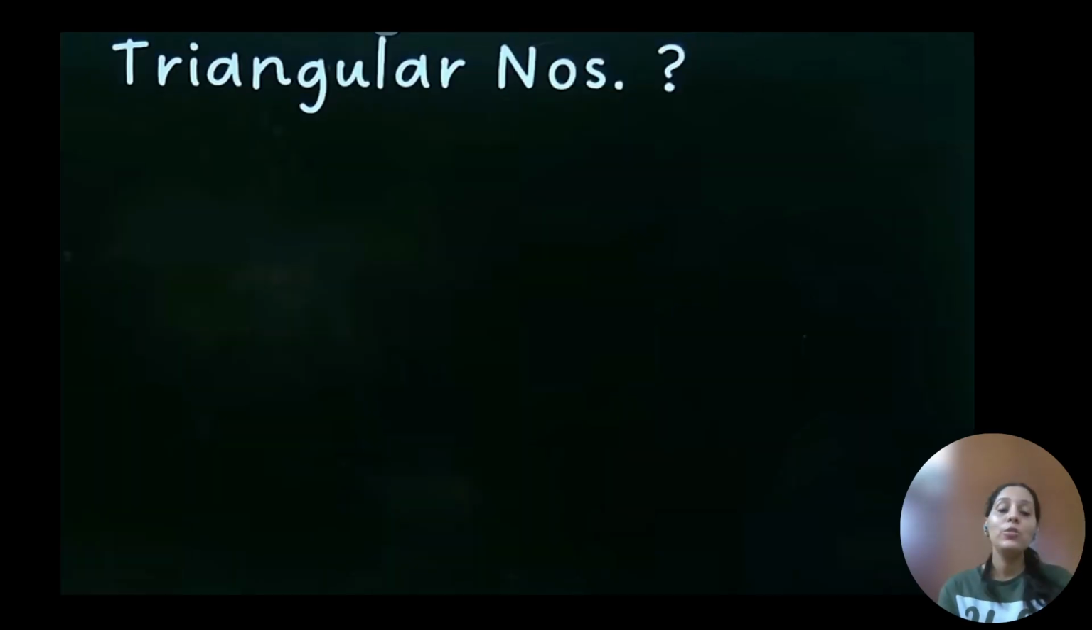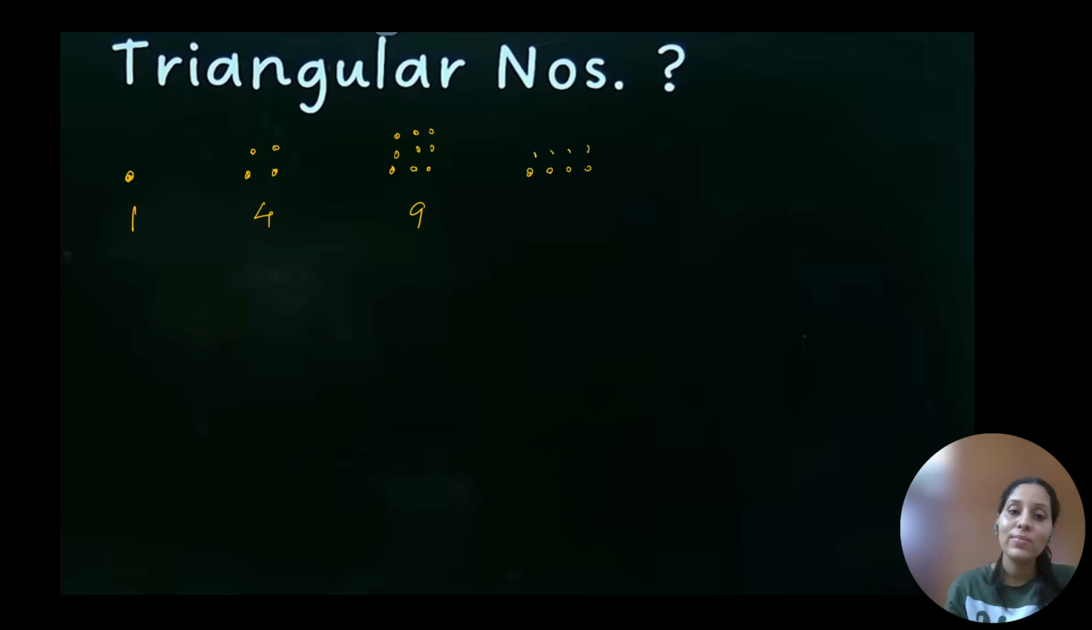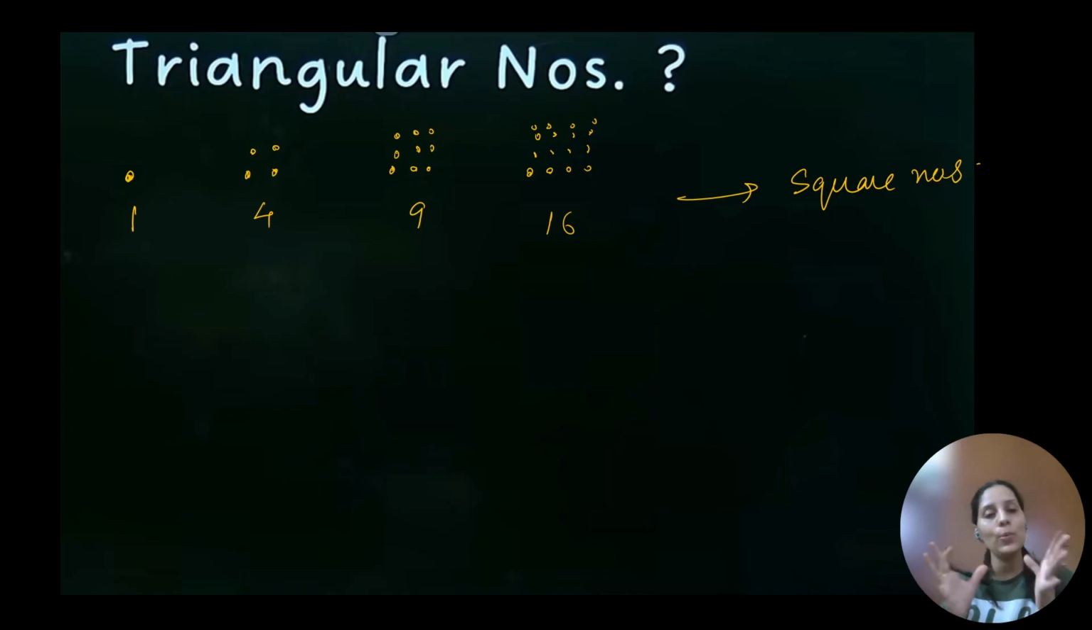All right. Now, triangular numbers. What are triangular numbers? Firstly, let us see what are square numbers. This is 1 square. Now, this is a square. You have 4 dots. Now, all the sides are equal, 3, 3, 3, 3. You have 9 dots. Now, you have 4 rows, 4 columns make 1 row, so it is 16. So these are all square numbers, isn't it? 1 square, 2 square, 3 square, and 4 square. These are all square numbers.